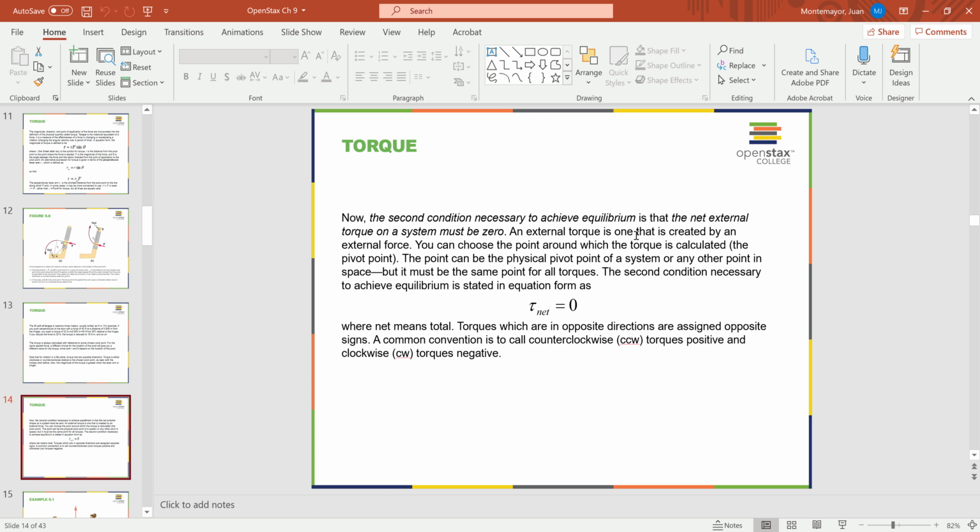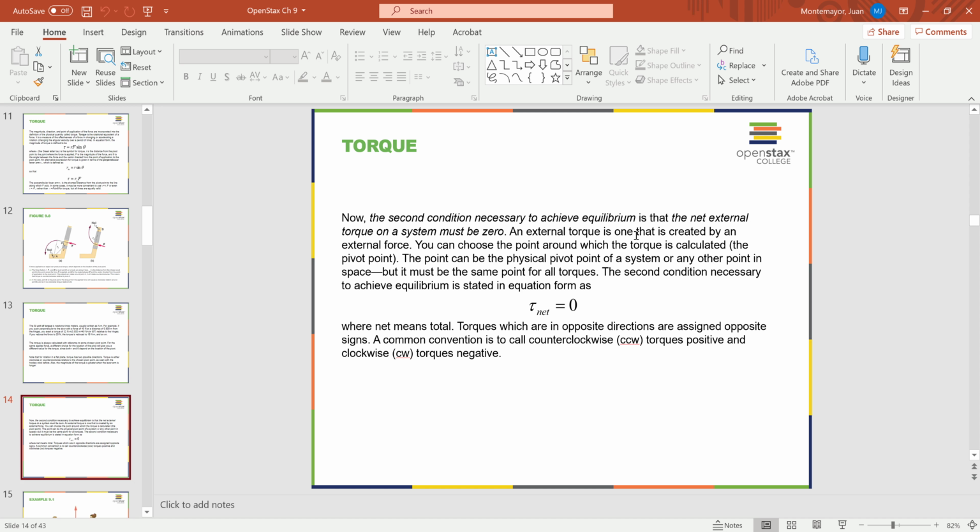Now, the second condition necessary to achieve equilibrium is that the net external torque on the system must be 0. An external torque is one that is created by an external force. You can choose the pivot around which the torque is calculated. The point can be a physical pivot point on the system or any other point in space, but it must be the same point for all torques. The second condition is stated by the equation: net torque is equal to 0.